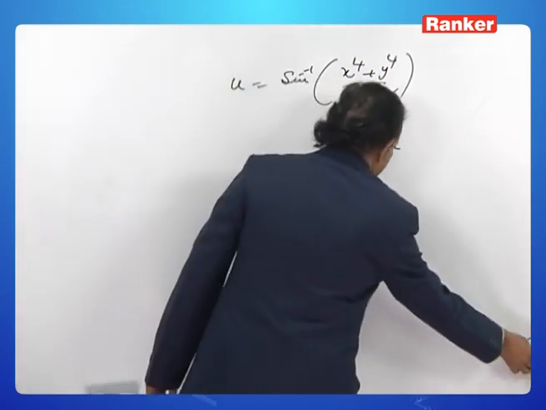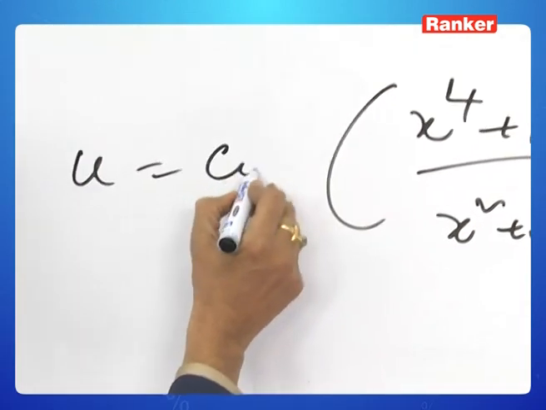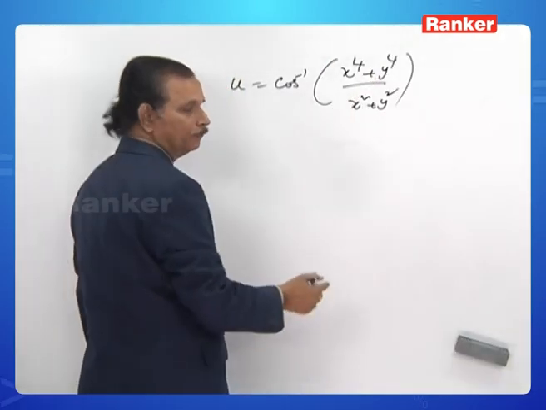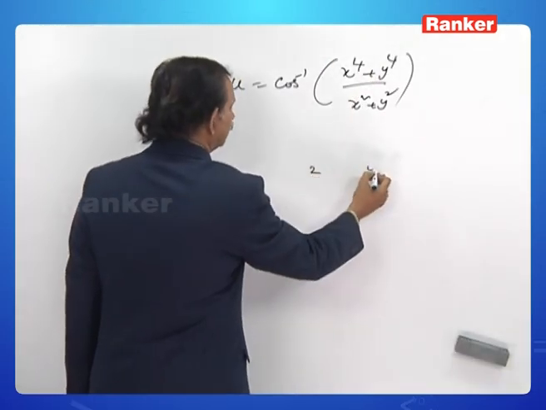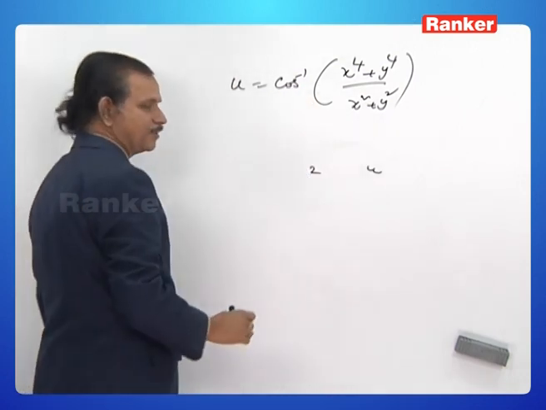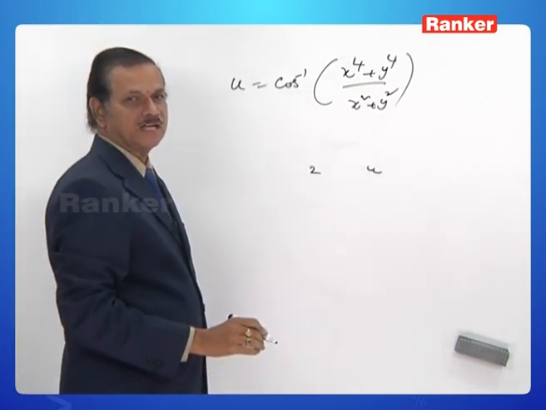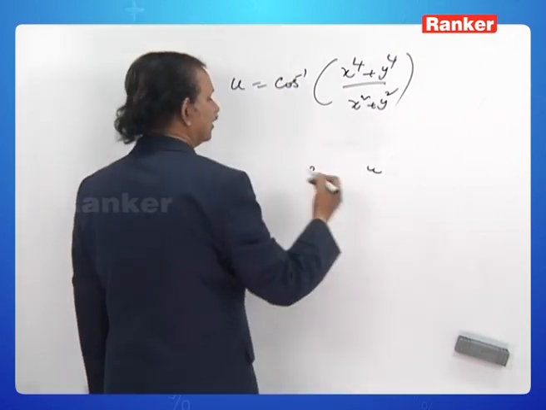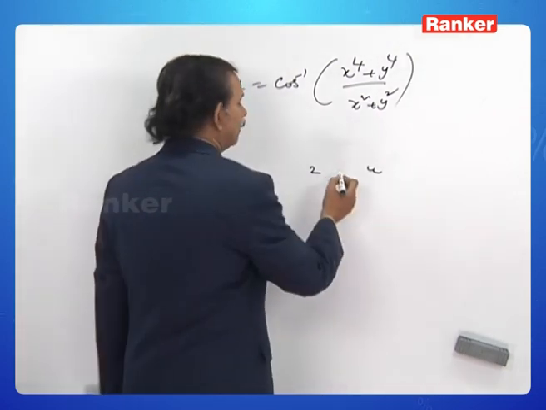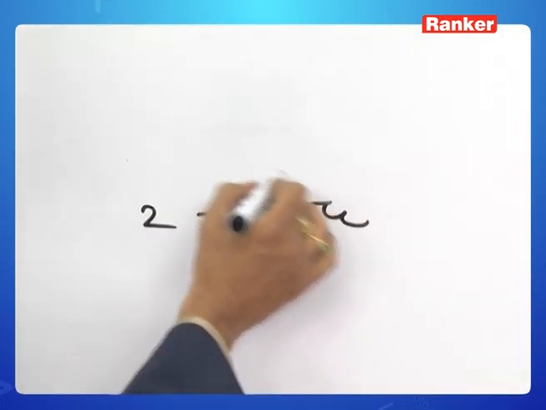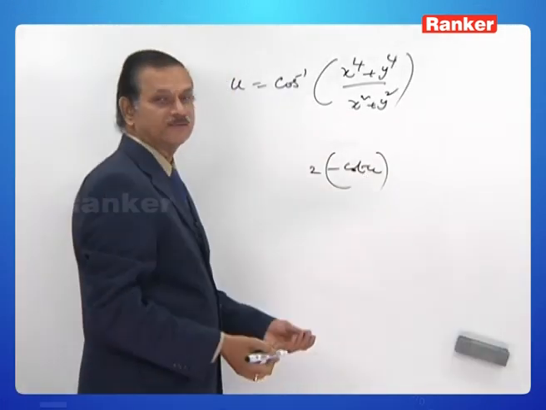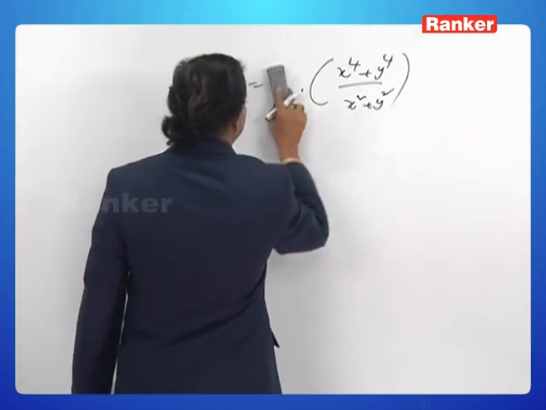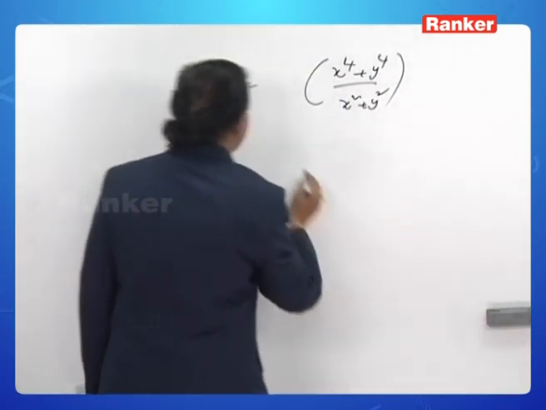Suppose this is given cos inverse of. Its degree is 2, so 2u. Cos function, its derivative is minus sine. Cos u by minus sine u is minus cot u. That is the answer. Suppose if this is given, instead of cos inverse, a tan inverse.